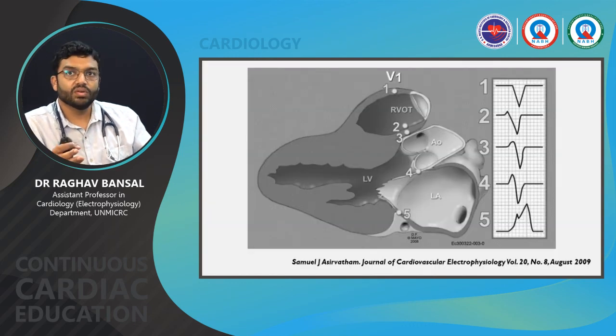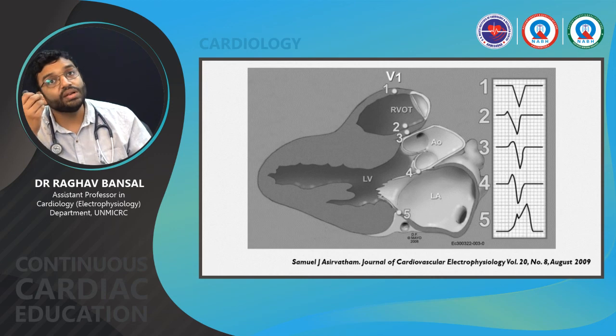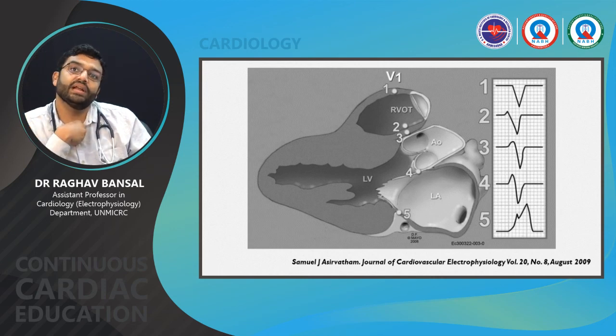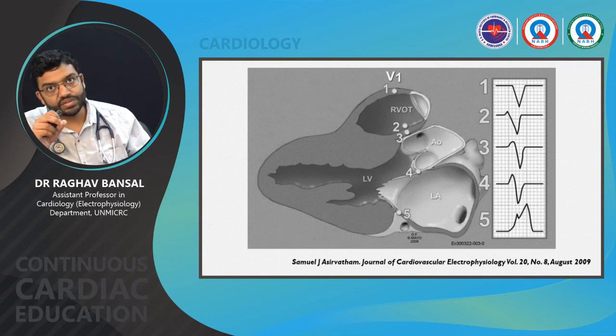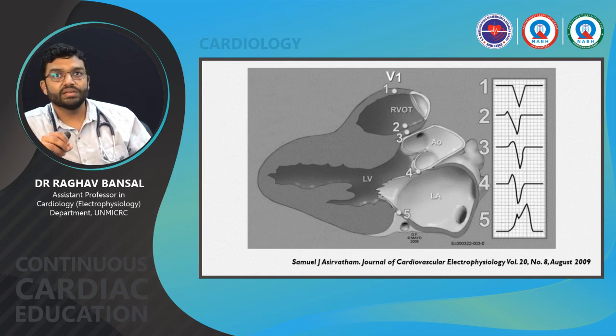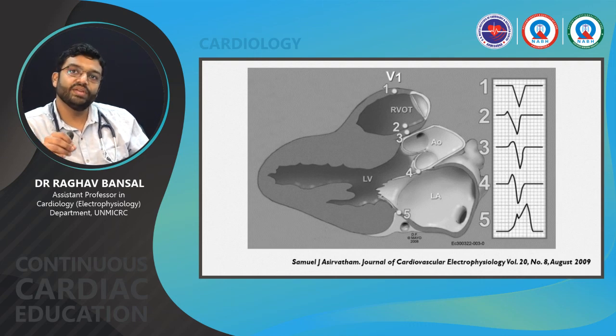Now this is a cross section of the heart, along with the ECG correlation. The V1 lead is an anterior chest lead, so V1 is just in front of the RVOT. So anything at site number 1, which is the anterior RVOT: if the ventricular arrhythmia is arising from site number 1, the activation vector is all away from V1. So there would be no R wave and it would be a QS in V1.